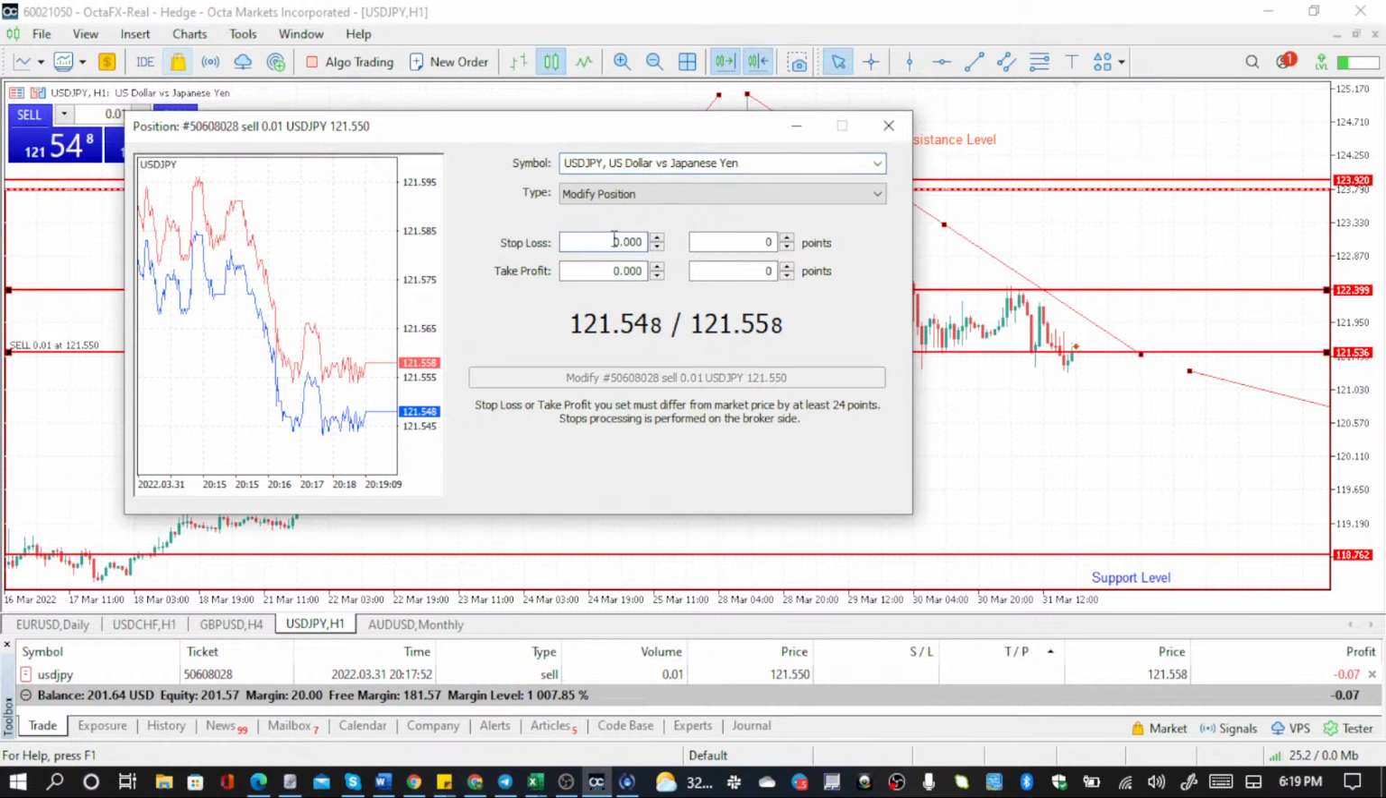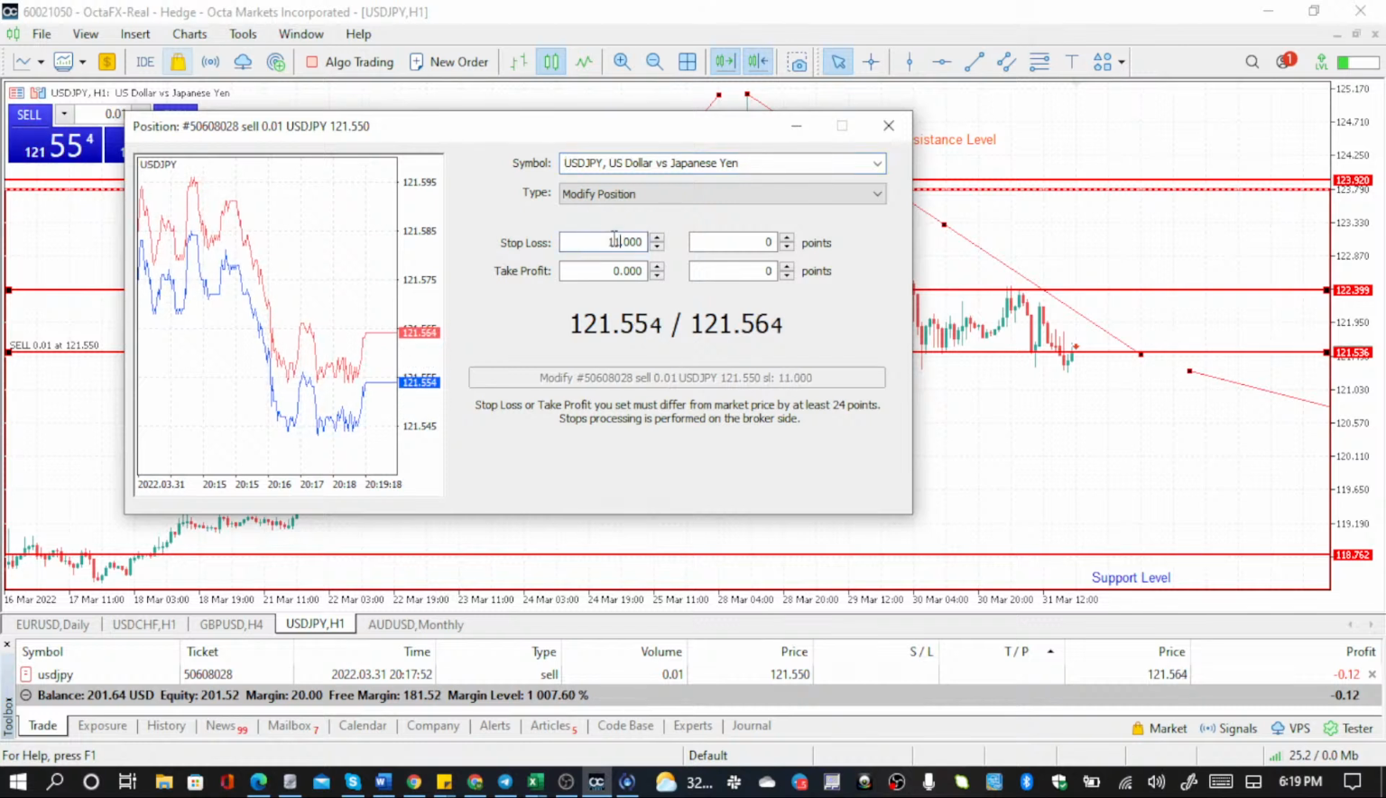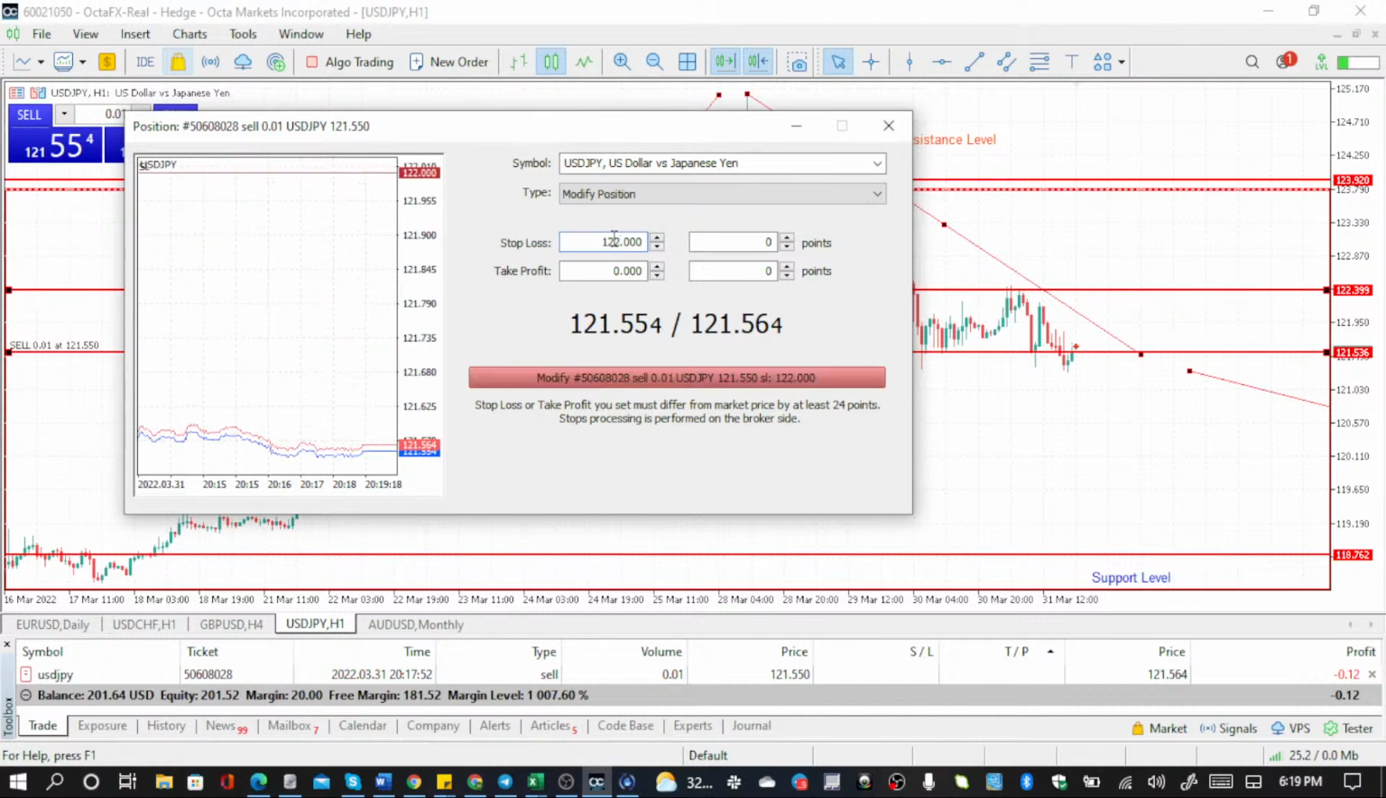We are setting our stop loss to 122.399, then our take profit would be 118.762.